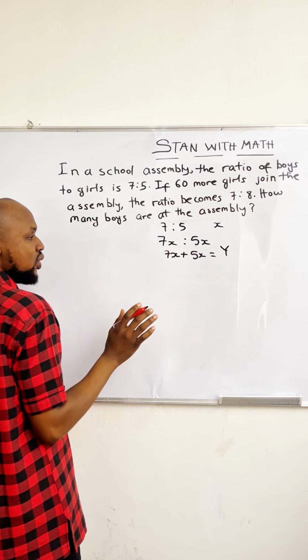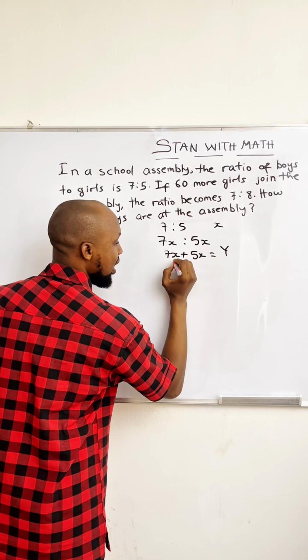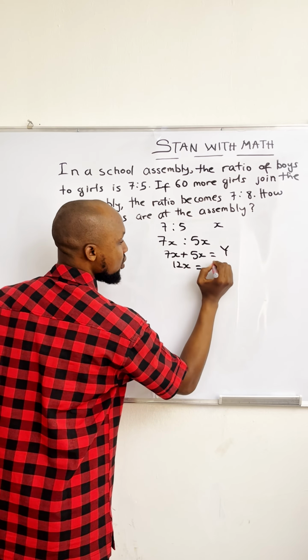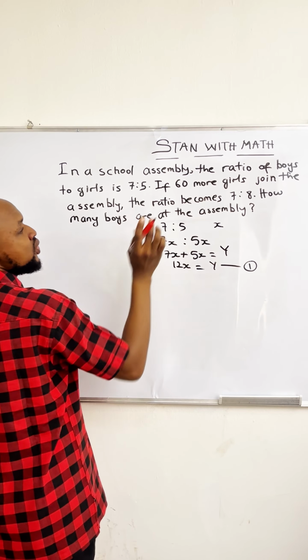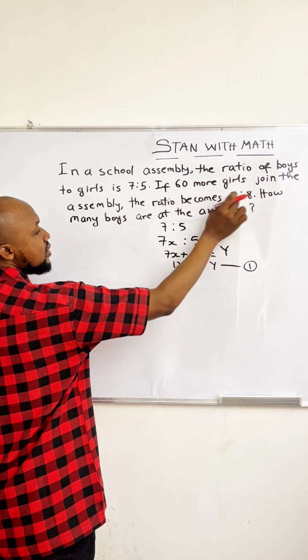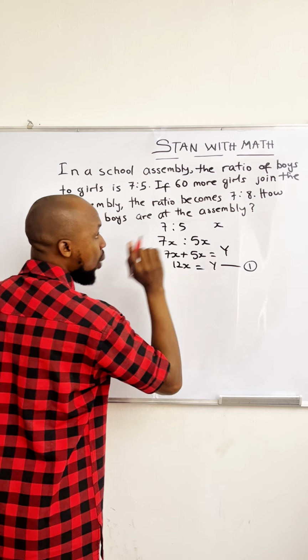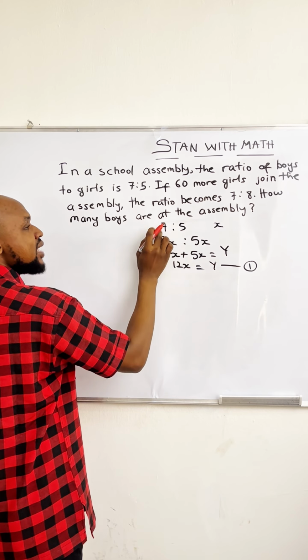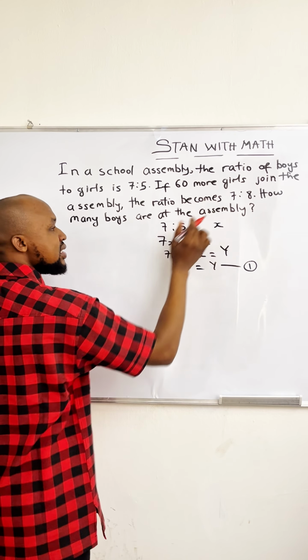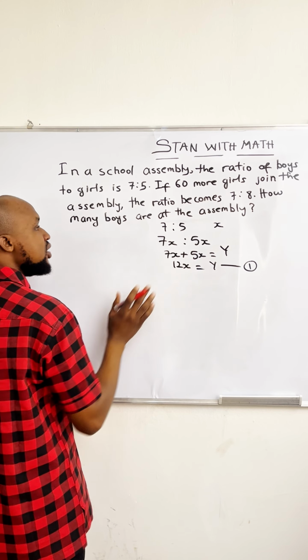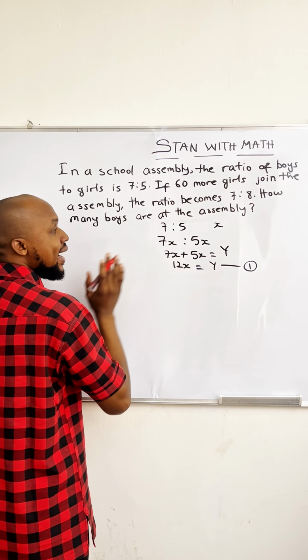Now, the next thing we are going to do is to simplify this further. We'll have this as 12x is equal to y. Let's call this the first equation. We are going to do the same thing for this 7:8. Why are we doing it? Because 7 is here and 7 is here. But the only thing that changed is 5 and 8. And again, we know that the number of boys did not change. So that's why I can do this.